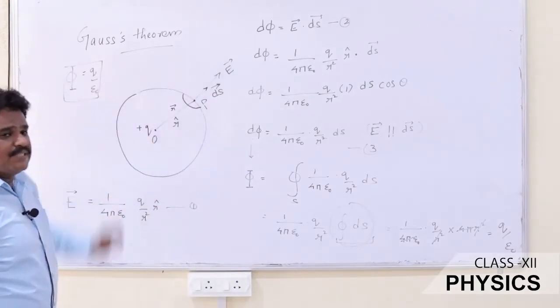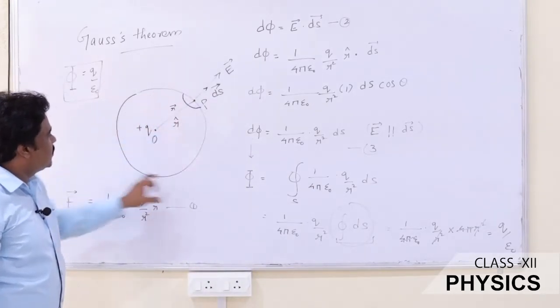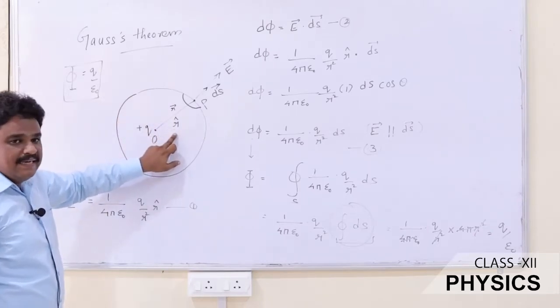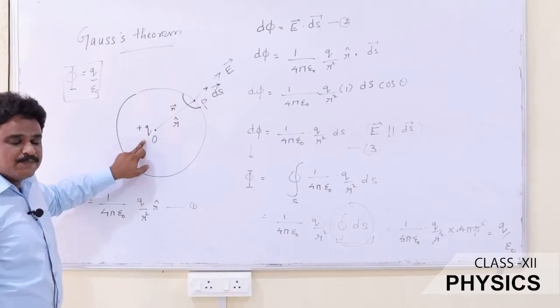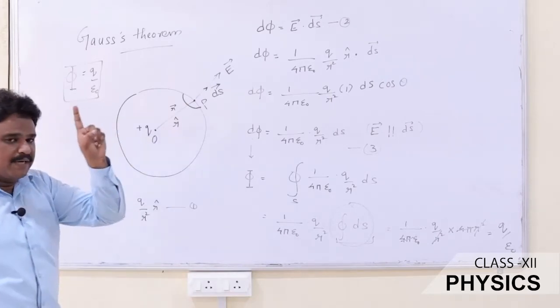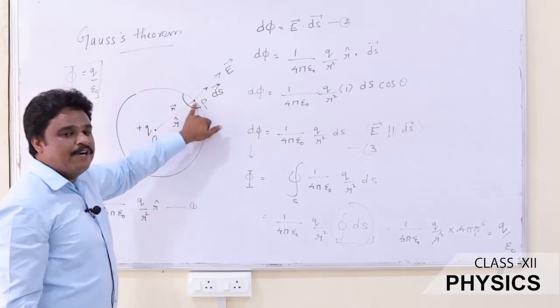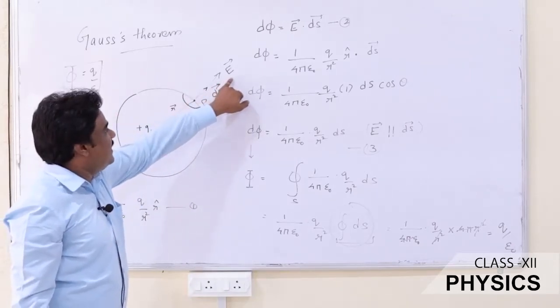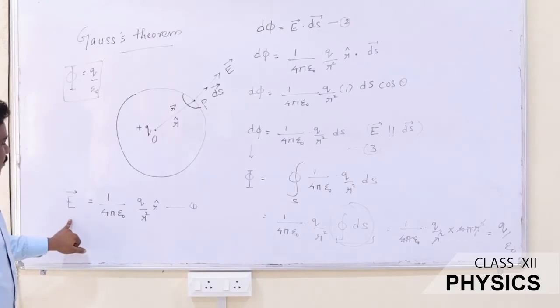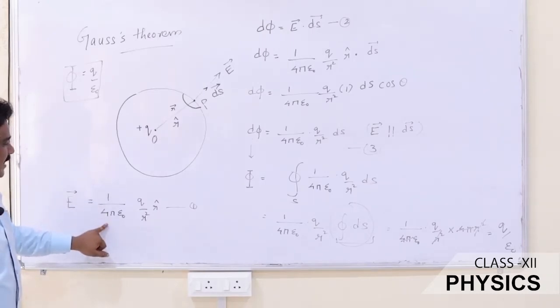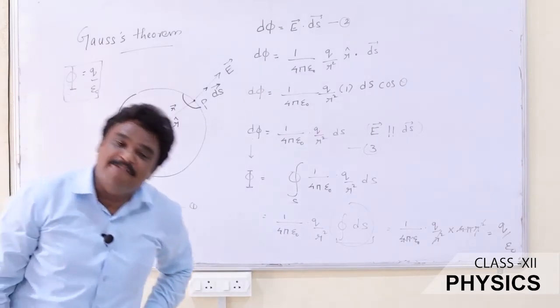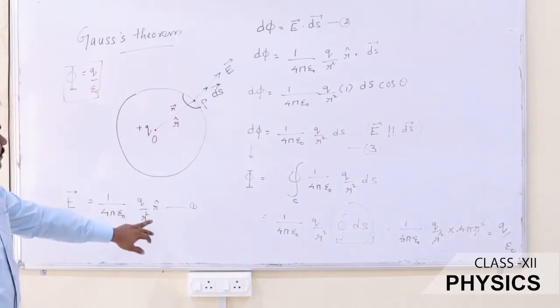Once again, in order to prove Gauss theorem, we considered a sphere with center O, radius r. Let a positive charge plus q be placed at the center of the sphere. Number 2, I consider a point P on the surface of the sphere where the electric field intensity is given by E is equal to 1 by 4 pi epsilon naught q by r square r cap. I am writing the electric field intensity in vector form. Mark it as equation number 1.